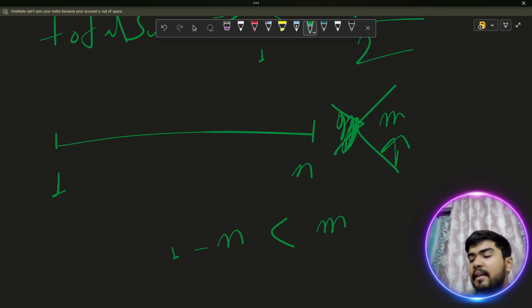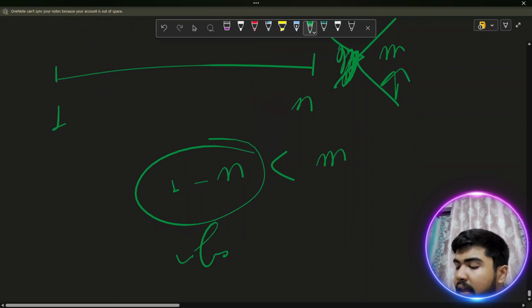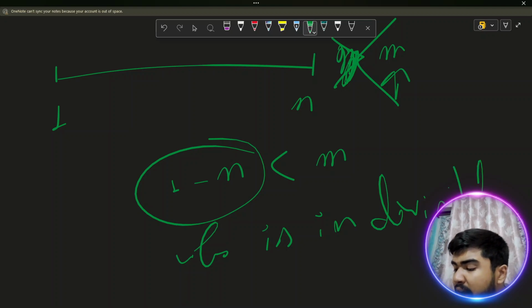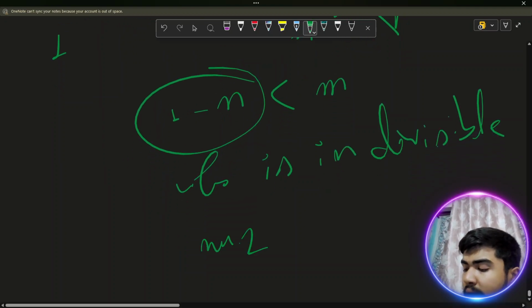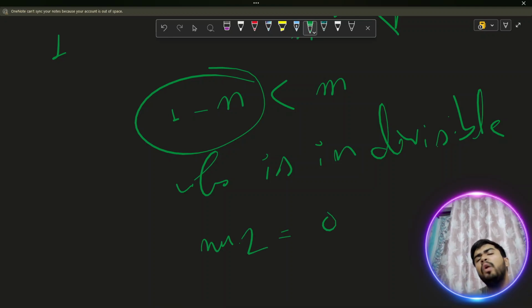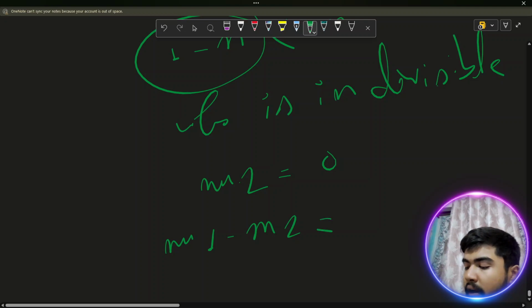So in this group, do we have any candidate in the divisible group? Is there anyone? Very straightforward mathematics here. So can I say that my num2 in that case is 0, because we don't have any candidate which is divisible. So num2 is for sure 0. Then my num1 minus num2 boils down to num1 only.